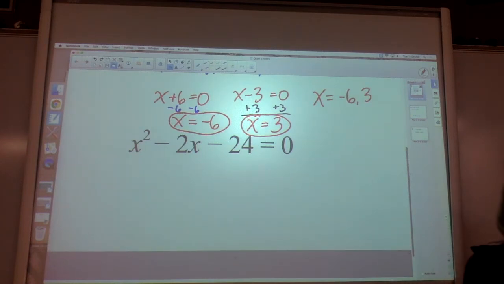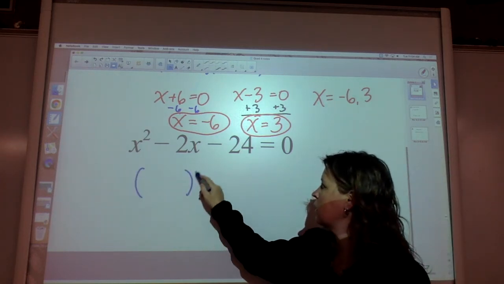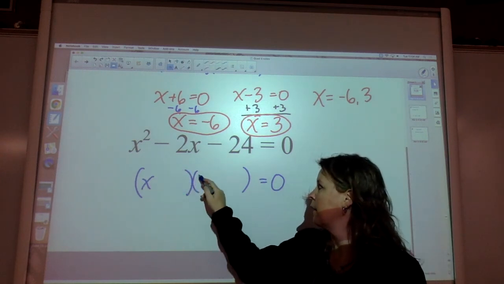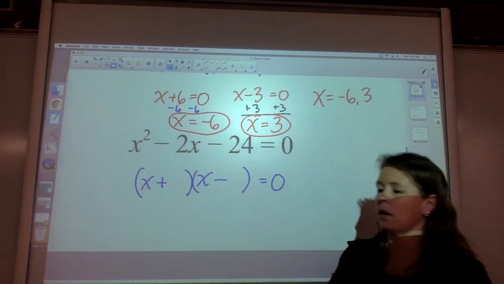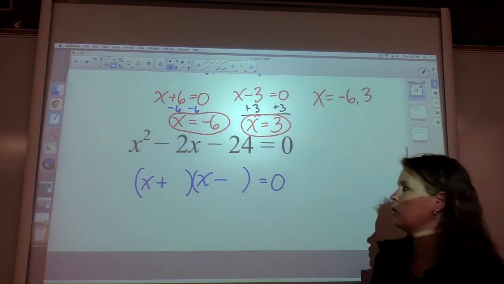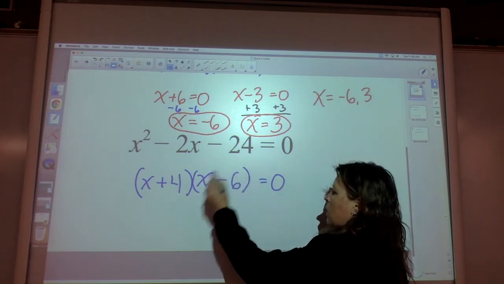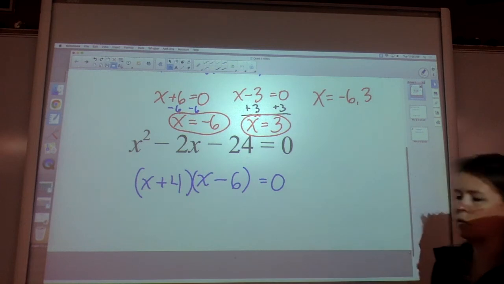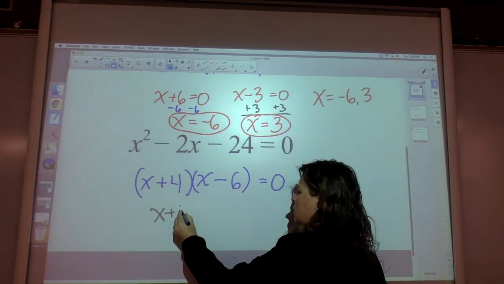Let's try this one. X squared minus 2x minus 24 equals 0. It does equal 0 to start. We'll factor it into its two parentheses, splitting up the x. Your factor is negative 24, so you need one of each, a plus and a minus. Two numbers that when you multiply them equal negative 24, but when you add 4 plus negative 6, it equals negative 2x.